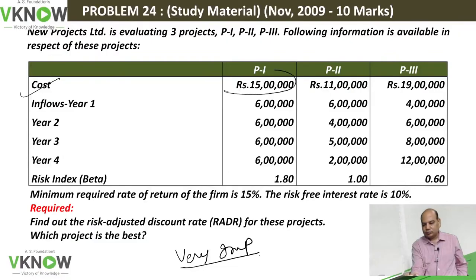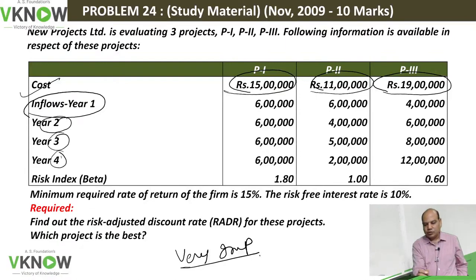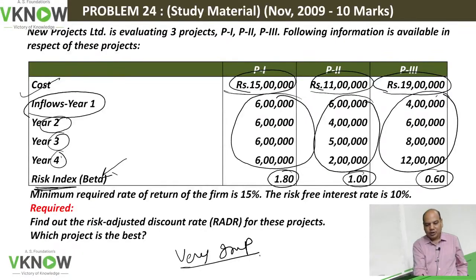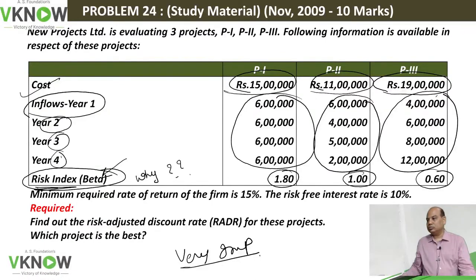Cost is given. Inflow in year 1, 2, 3, 4 is given. For project 1, inflow is the same, 6 lakh rupees. For project 2 and project 3, inflows are changing. And risk index, beta, is given. Beta is different. Why is beta given? Beta is given so that you can compute the risk adjusted discount rate.